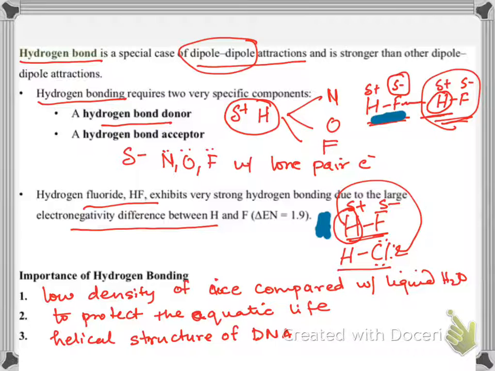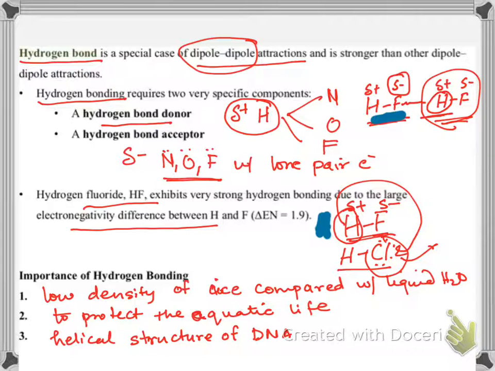Now, the most common ones are nitrogen, oxygen, fluorine, but we can still use chlorine because it has lone pair of electrons. Hydrogen bonding, importance of that, the most important is the low density of ice compared with the liquid water. Think about it, how the hydrogen bonding is playing role here.